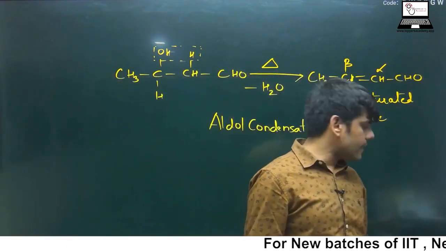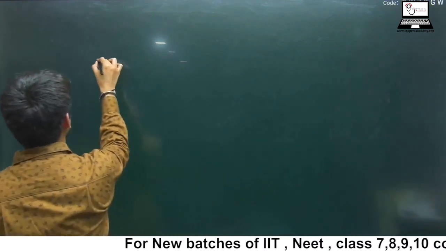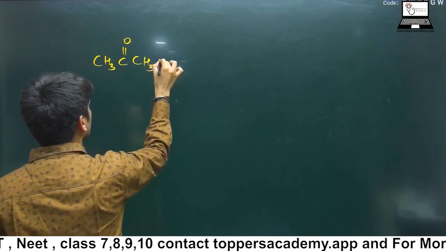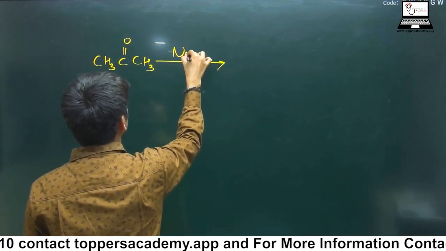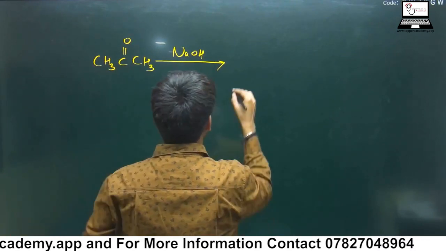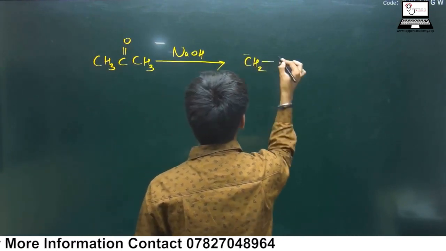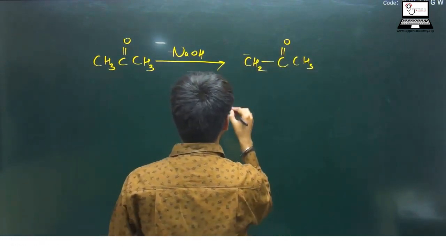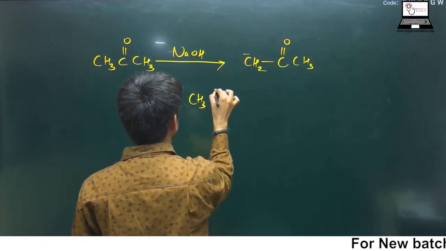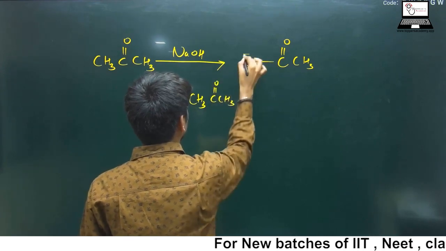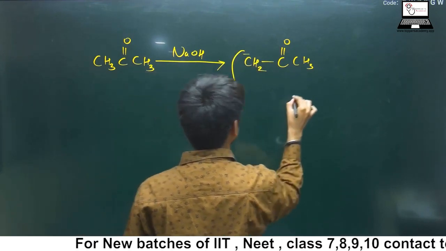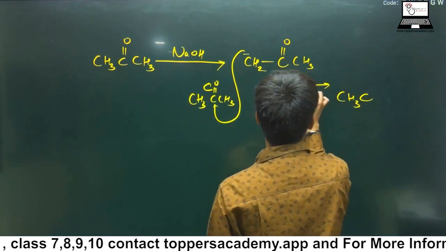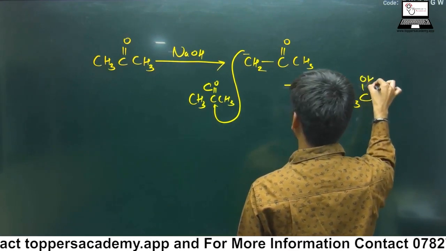Now similarly, I can take ketone. For example, if I take acetone, you know, in the presence of, for say, NaOH, what happens? I end up getting this kind of anion, right? And I have another molecule of acetone. This will attack here. This goes like this. So what do I have is CH3, C, and after hydrolysis, I have something like this.